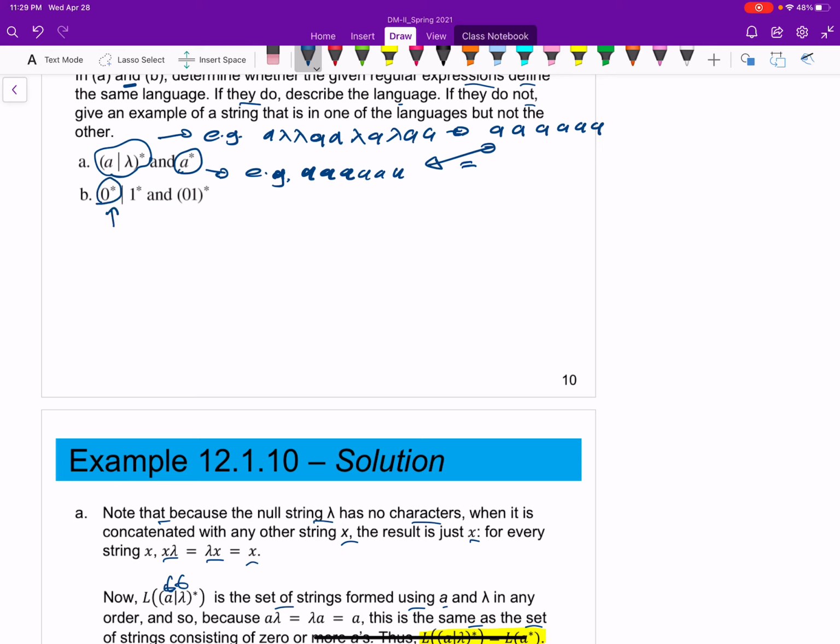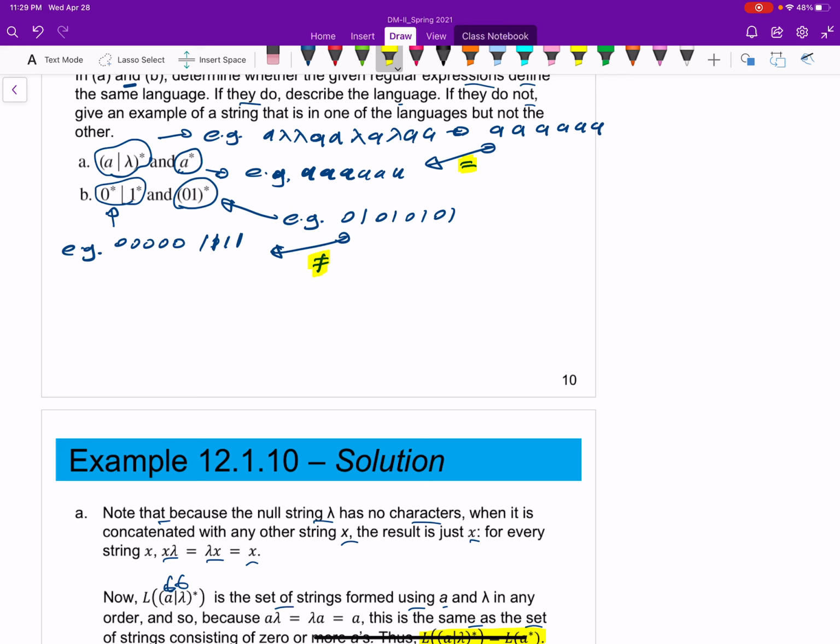The meaning of this one is you can repeat any number of zeros and then after that any number of ones. An example would be like that. Here you are just repeating zeros and ones: 0 1 0 1 0 1 0 1. So you can see they are not equal. Here they are not equal.